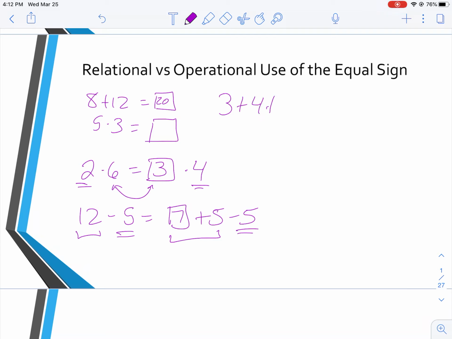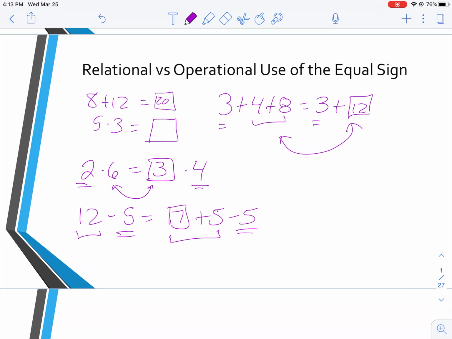One last example, 3 plus 4 plus 8 equals 3 plus an unknown. And if we use a structure here, we can see the 3 and the 3. So this part and this part must be the same. So this has to be 12.